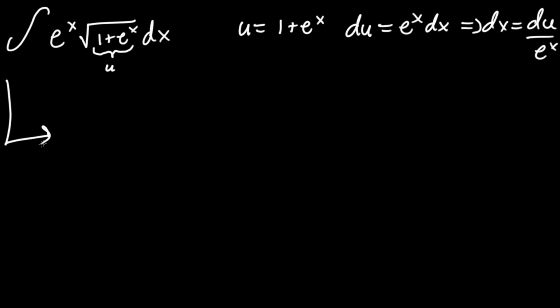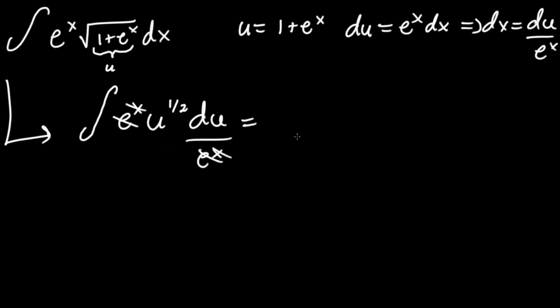So now let us substitute. Since there's no definite integration, we don't need to change any boundaries. We can just rewrite it as e to the x. We could write root u, but for the sake of algebraic comprehension, we'll write u to the 1/2, same thing. And then du over e to the x. So you can see here now the e to the x's cancel, and this will give us the integral of u to the 1/2 du. Easy enough.